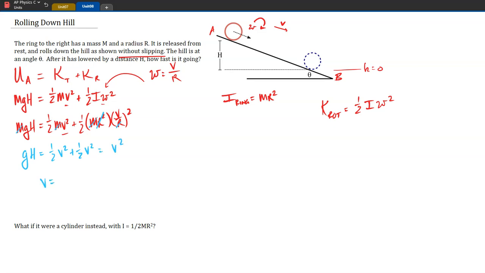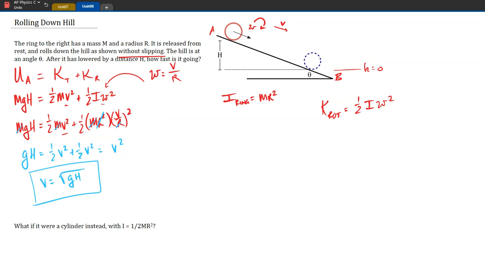And we get that the velocity at the bottom of the hill is just the square root of g times h. And you might remember when we did the similar problem, if you drop something or if it slides down the hill without rolling, the velocity is the square root of 2gh. In this case, because some of the energy is going into making it rotate as well, it's not going as fast when it gets to the bottom of the hill, and its velocity is just equal to the square root of gh.